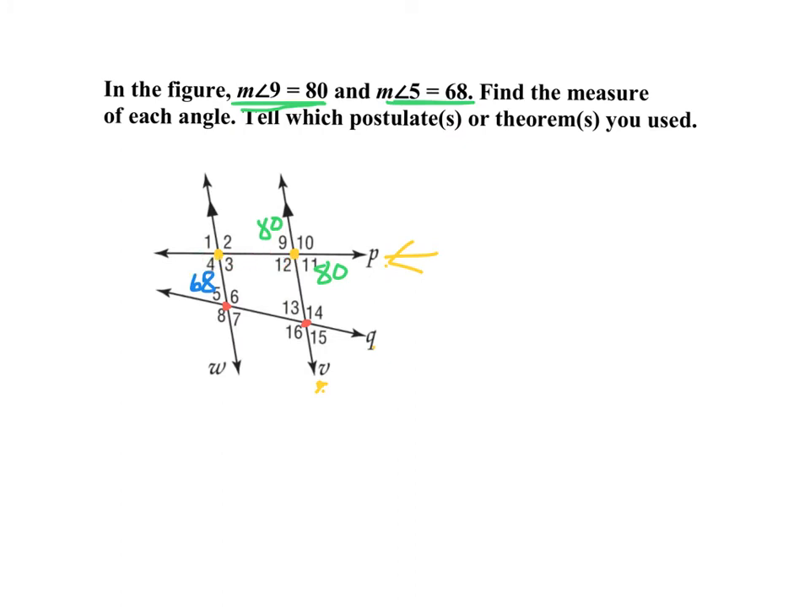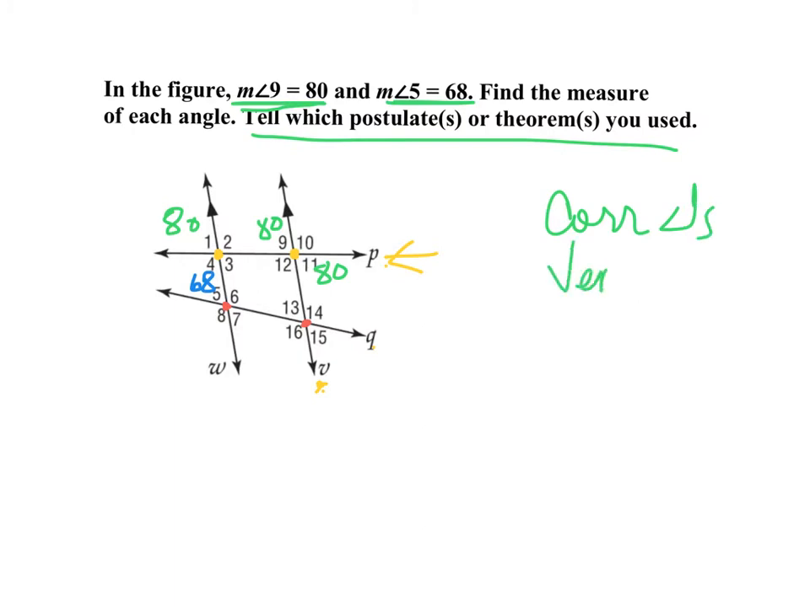So angle 1 is 80 because it corresponds. I'm saying which one they are, I'm not really writing them down, but you guys would write corresponding angles or vertical angles. Angle 3 is corresponding to angle 11 and vertical to angle 1. Now let's look at angle 2. If you look at this right here, this is a linear pair, and linear pairs are supplementary.